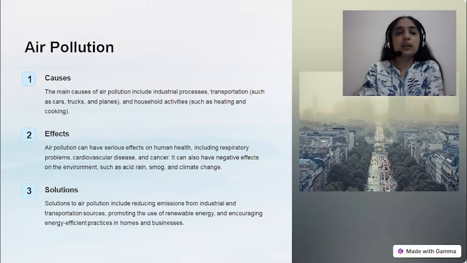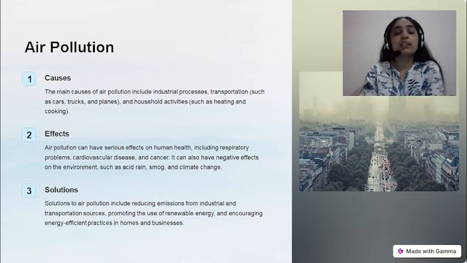So this is the summary slide of air pollution. As we have already discussed the causes, we can read it one more time. The main causes of air pollution include industrial processes, transportation, and household activities such as heating and cooking. How is transportation contributing to pollution? Many harmful gases are released from vehicles such as cars, trucks, and planes. And because of household activities also, pollution can be caused, such as by heating or by cooking.